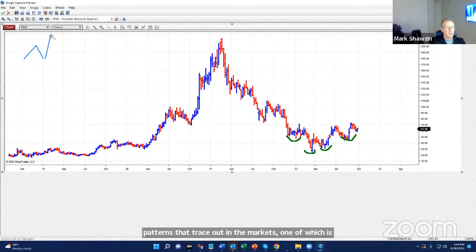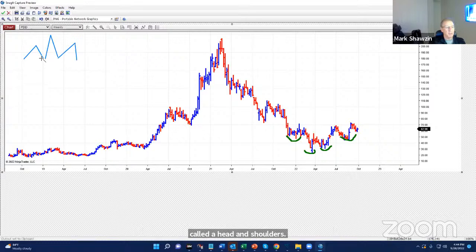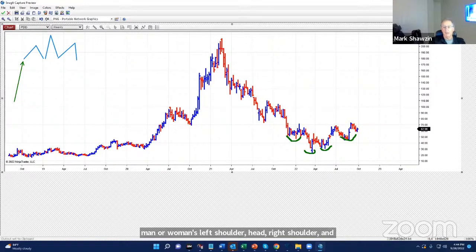So there's all kinds of patterns that trace out in the markets, one of which is called a head and shoulders. This is a reversal price pattern. This looks like a man or woman's left shoulder, head, right shoulder. And that's a reversal of a trend going higher. When we see this pattern, it indicates that the trend is going to go the other way.